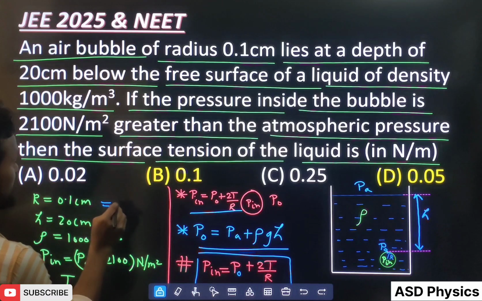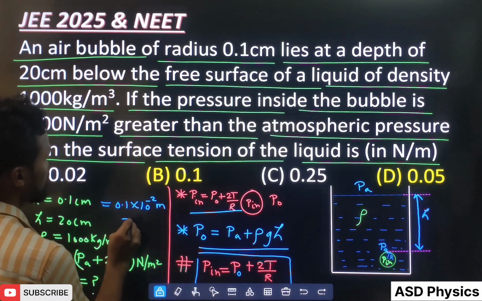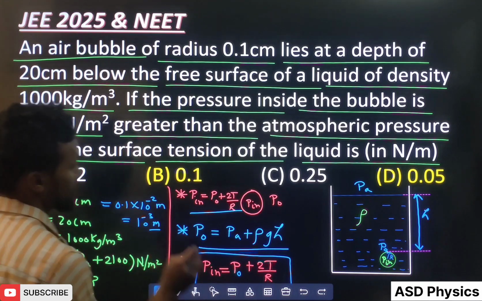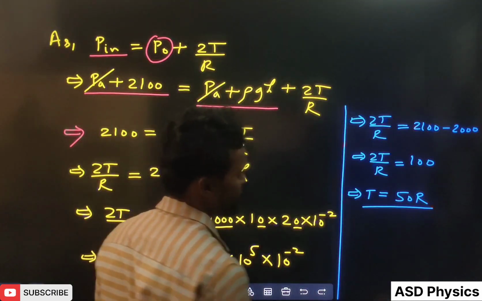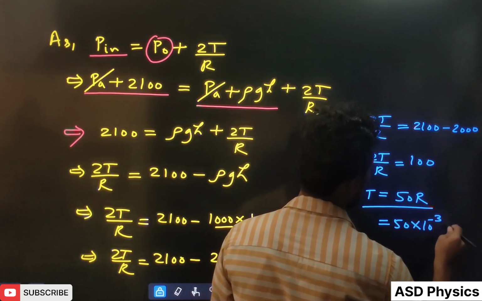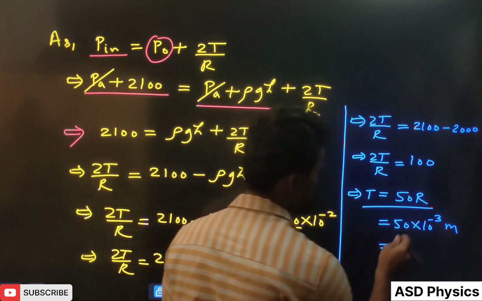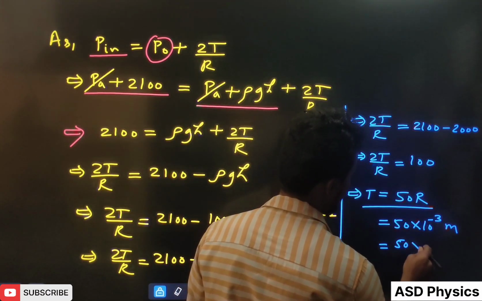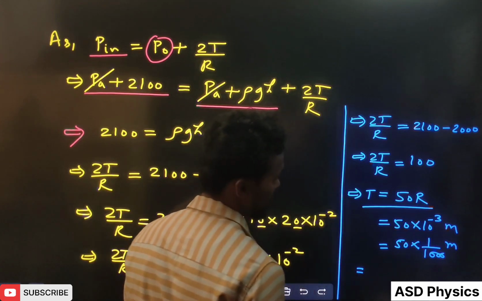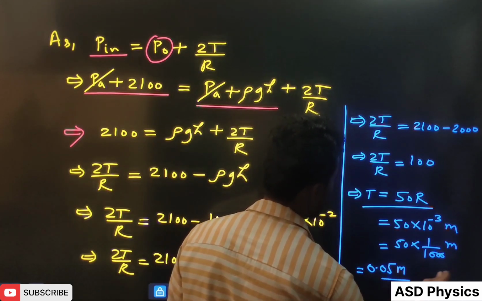So 0.1 centimeter, how much can we write here? 0.1 into 10 power minus 2 meter, or we can write 10 to the power minus 3 meter. Now I will put this value here. So this will become 50 into 10 to the power minus 3 meter. When you simplify this, we can even write 50 into 1 by 1000. After that, if you simplify this, it will come 0.05.